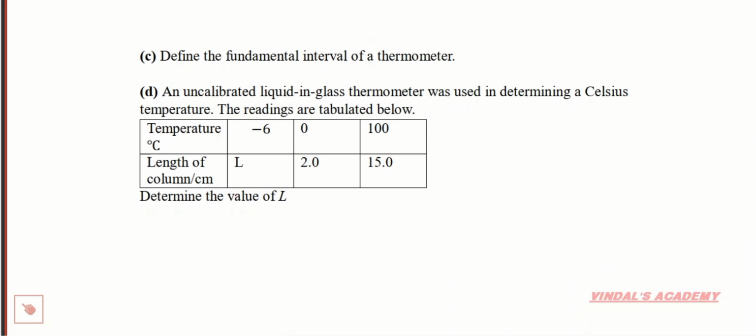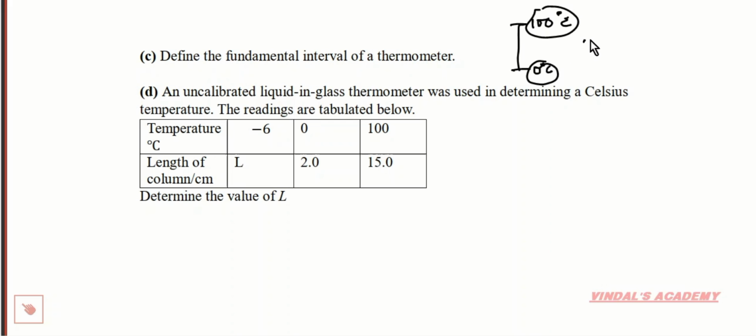Oh, C. Okay, C says define the fundamental interval of the thermometer. Fundamental interval of a thermometer is the difference between the upper and the lower fixed point of the thermometer. In any thermometer, you just have the upper and lower. For water, it's going to be 0 degrees Celsius and 100 degrees Celsius. Fundamental interval is just this minus this. So you can write it: the difference between the upper fixed point and lower fixed point of a given thermometer.